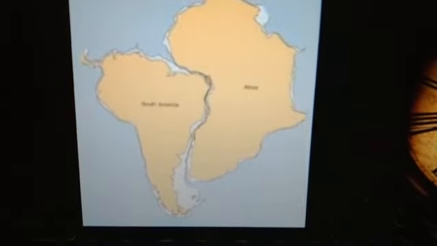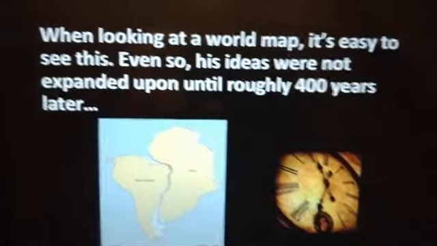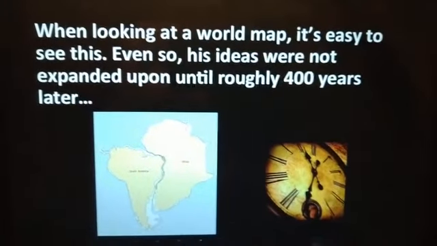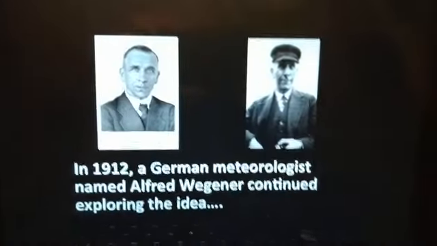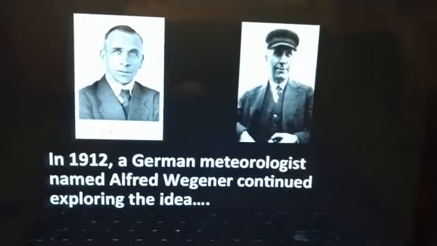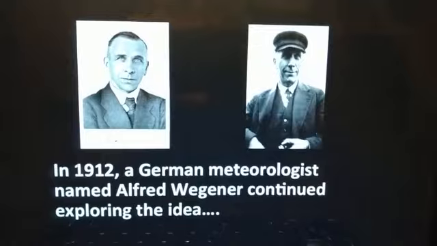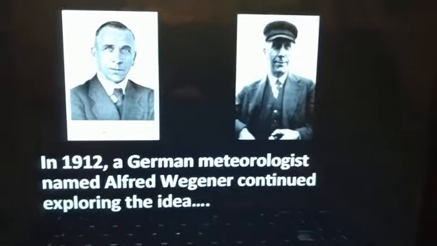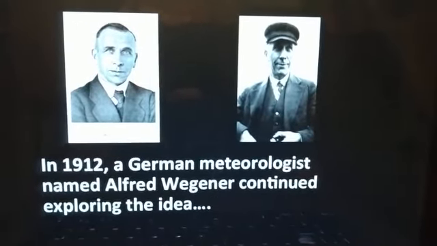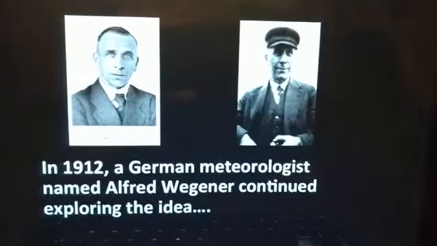When looking at a map today, you can see it's even more apparent that maybe Africa and South America at some point fit together. But it wasn't until 400 years later that this idea was actually advanced further. It was this guy here. In 1912, a German meteorologist named Alfred Wegener continued exploring this idea that the continents might have moved around the Earth at some point and fit together, then broke apart again.